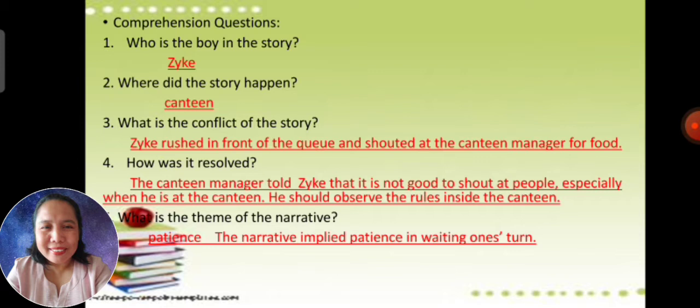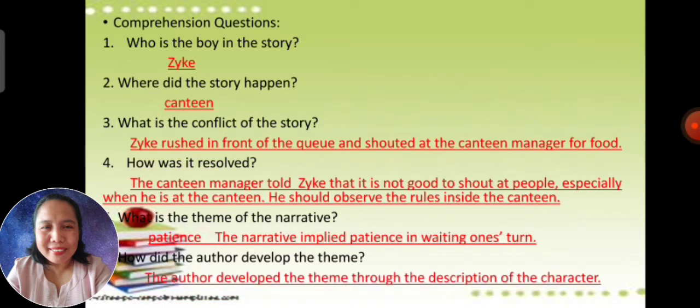Were you able to get the correct answers? If you got 5, then very good. I'm happy for you. How did the author develop the theme? Okay, the author developed the theme through the description of the character. Iyang gi-describe unsa nga klase nga pagkabata si Zaiki. Ug unsay angay niyang dapat nga buhaton.